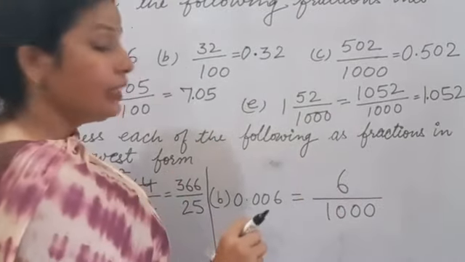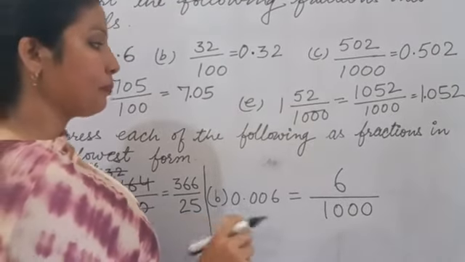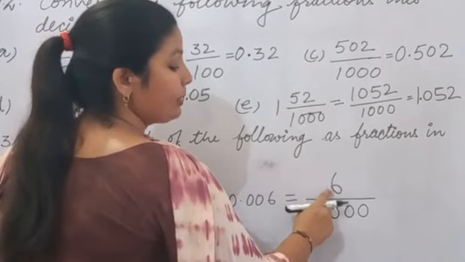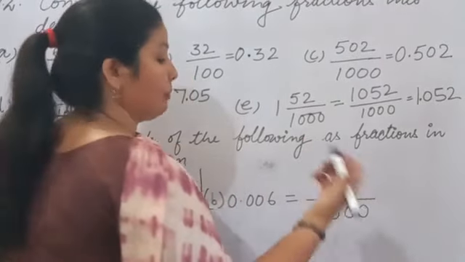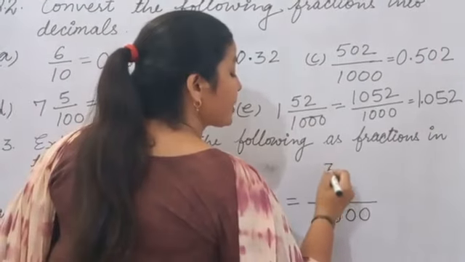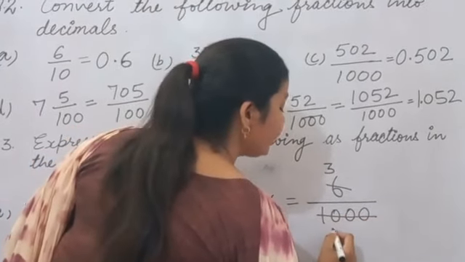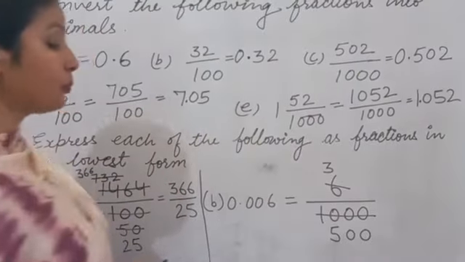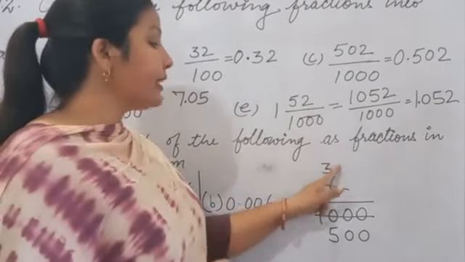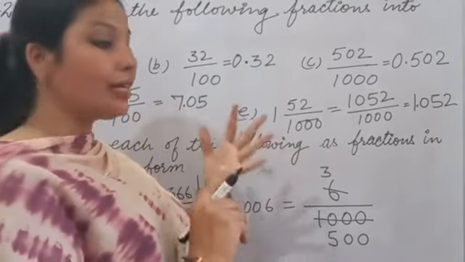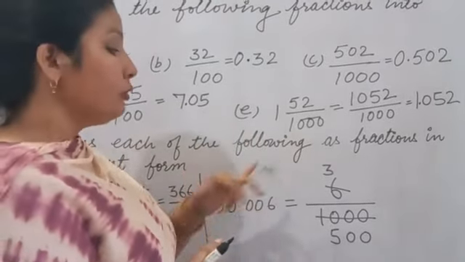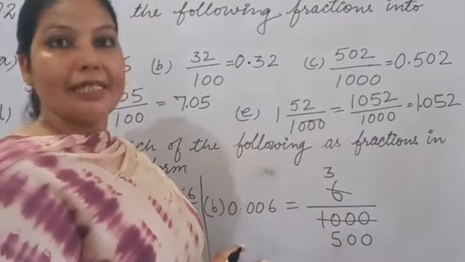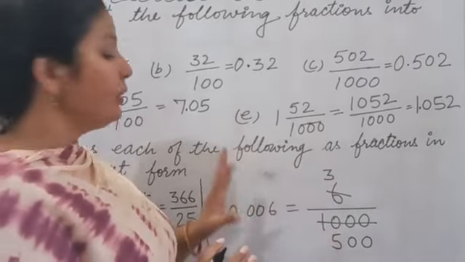Now we will see in which table they are coming. Same table कौन सी, जिसमें both are coming. So we can see that 6 and 1000 both are coming in 2 table. 2 3s are 6 and 2 5s are 10, 2 zeros are 0, 2 zeros are 0. Now we will see 3 is the prime number. That means it will come only in the 3 table. So we will check if 500 comes in 3 table or not. If it is coming, we cancel by 3. Otherwise, this is our lowest form.